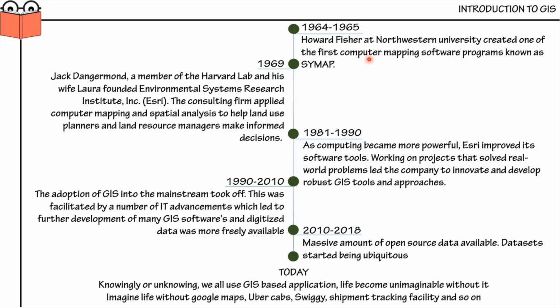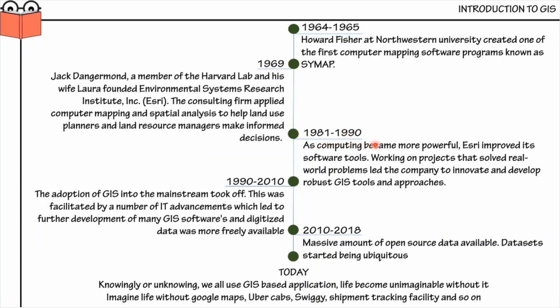So between 1964 and 1965, Howard Fisher at Northwestern University in the States created the first computer-based mapping software known as SciMap. In 1969, Jack Dangermond, a member of Howard's lab, along with his wife, founded this company known as ESRI, Environmental Systems Research Institute. They were the first ones who sort of integrated computer-based mapping and spatial analysis, which could help planners and land resource managers to make decisions.